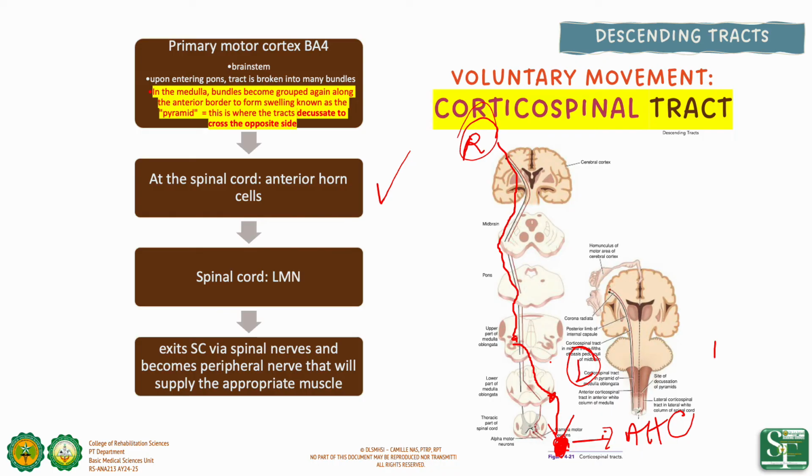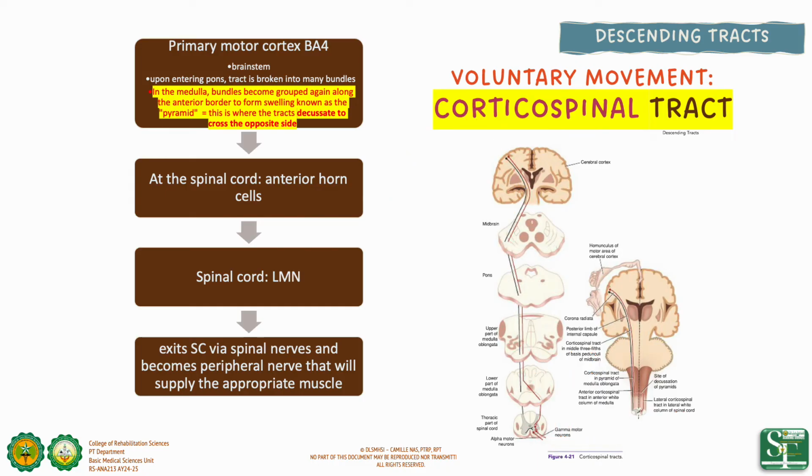Okay? Ayan. So, nag-decussate na siya, nag-crossover na siya before mag-synapse sa second order neuron. Kasi, di ba, doon sa ascending tracts natin, magsa-synapse muna bago siya mag-decussate. No? So, different kay descending tract. Okay, and then mag-exit na siya via the spinal nerves and then will become a peripheral nerve depending on the muscle na susuplayan nyo or paggagalawin ng brain natin.